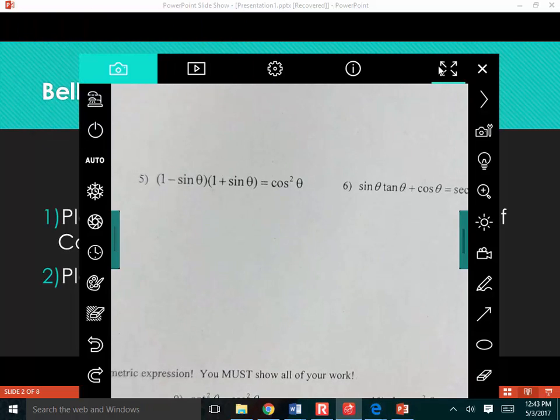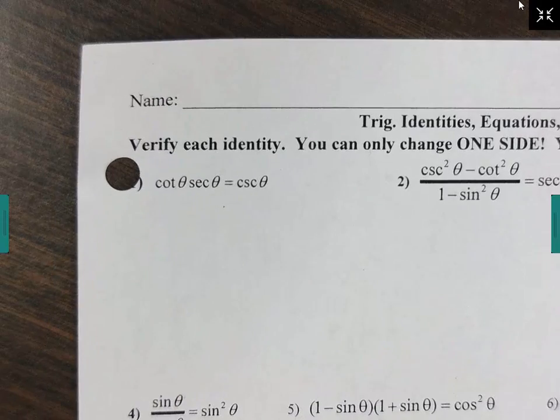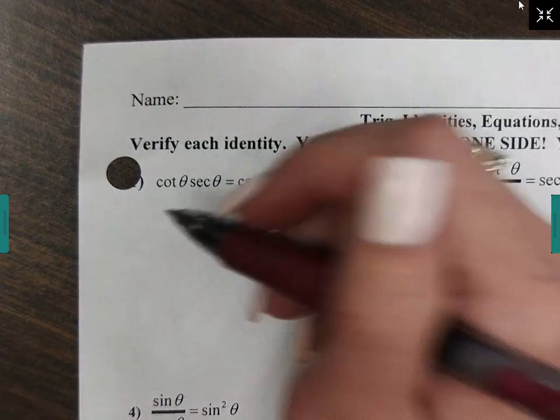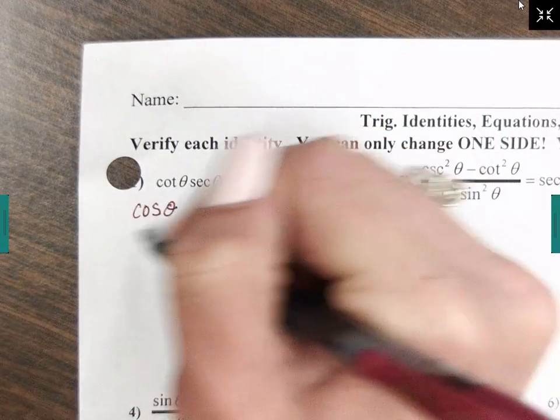Thank you. All right, so now we are going to start reviewing your study guide. We can start with number 1. Who can tell me what the cotangent of theta is? Very good. Cosine of theta over the sine of theta.